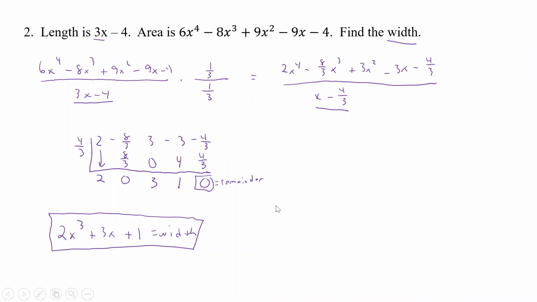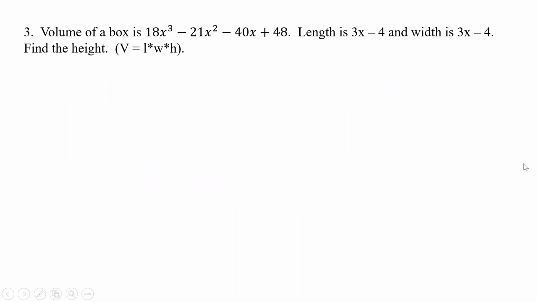All right, so let's do one more. The next one is going to be a little more labor intensive because we have volume. They give us the volume of a box, 18x cubed minus 21x squared minus 40x plus 48, and they also give us a length and a width, and we have to find the height. So we take volume divided by length and width, and that gives us a height. So we have to do 2 divisions. We can't do it all at once, we have to do 2 individual ones.